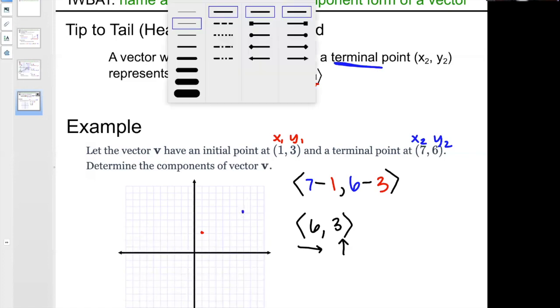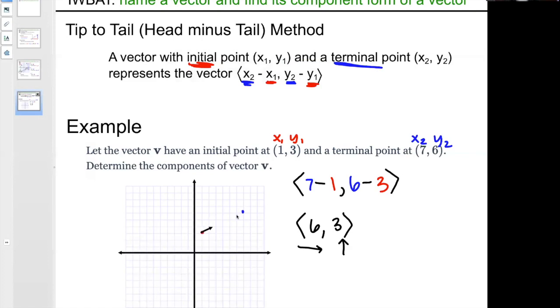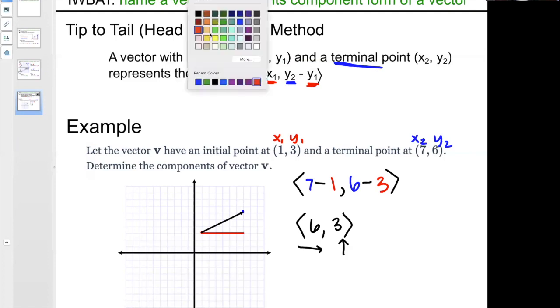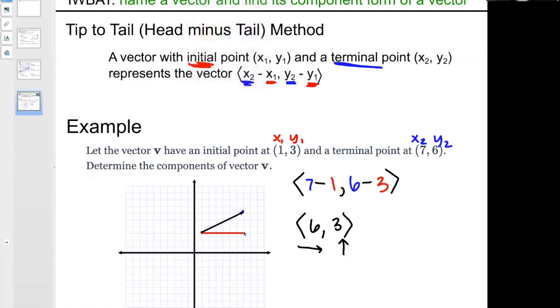So if we connect these with a vector, sorry. Okay, so if we connect those, then we should be able to count the horizontal component here, which is going to the right, which is positive, which is what we have. And then we should also be able to count the vertical component, which is going up, which is positive, which is what we have. So go ahead and just count those: 1, 2, 3, 4, 5, 6. And then the vertical, 1, 2, 3, which matches this. So we did that tip to tail method correctly.